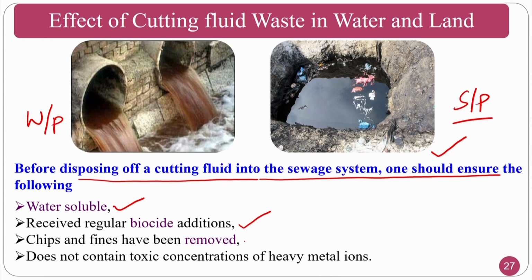And you should also check whether chips or fine particles, like abrasive particles in a grinding process, are embedded in it. Assume that fishes or some living organisms in the river eat chips, what will happen? It will cut the throat and different organs of the fish and they will die. So, you should take care and give utmost priority before you release it into the system. Does it contain any toxic concentrations or heavy metal ions, so that the organisms in the river or the sea do not die?